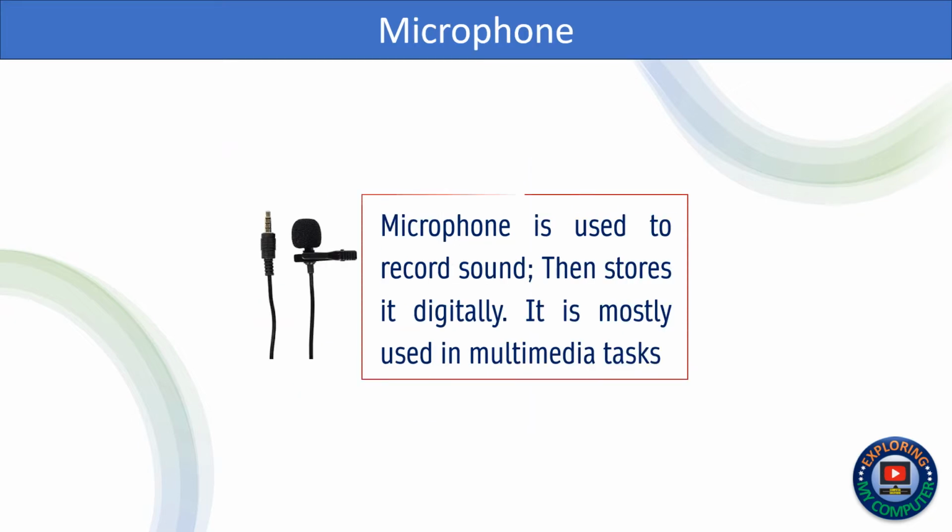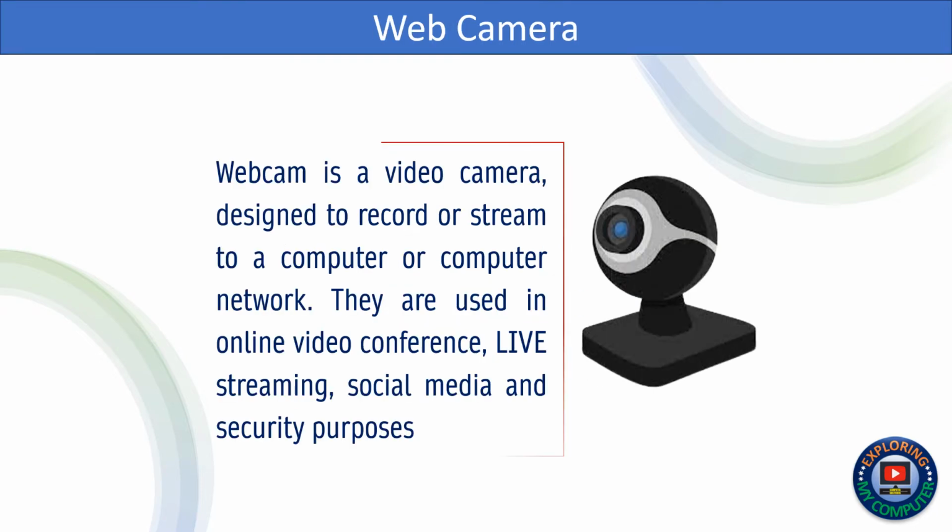A microphone is used to record sound and then stores it digitally. It is mostly used in multimedia tasks. A webcam is a video camera designed to record or stream to a computer or computer network. They are used in online video conferences, live streaming, social media, and security purposes.